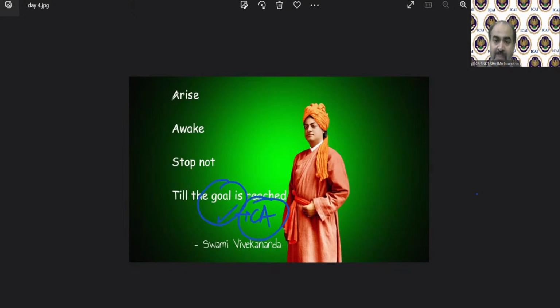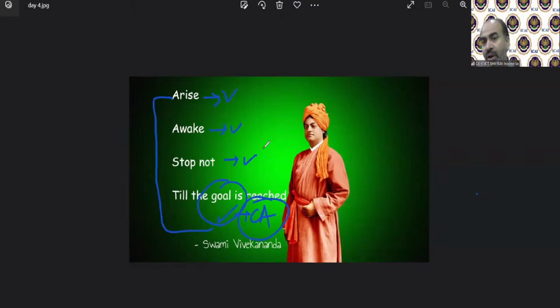So to fulfill this goal, you need to arise, you need to awake, you need to be sincere, you need to understand that it is about your future. Nobody is going to help you. You have to help yourself. And do not stop. That's the very important thing. The stop not is the best thing out of these three: arise, awake, and stop not. You should have patience. CA is a course which needs your time. It does not mean that if you are not able to clear it once, you need to quit it. No. If you don't leave the CA, it will not leave you.